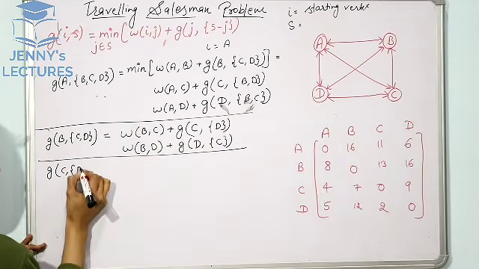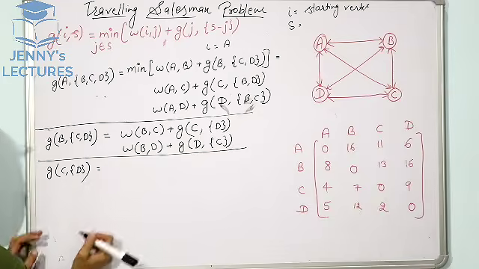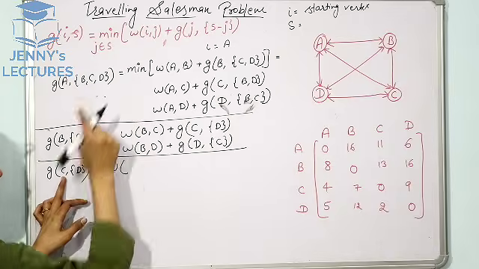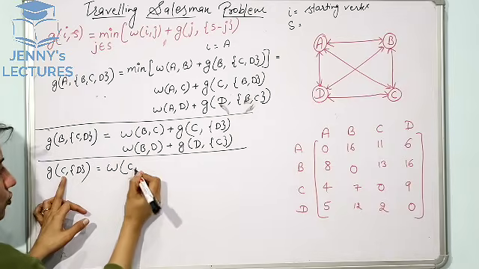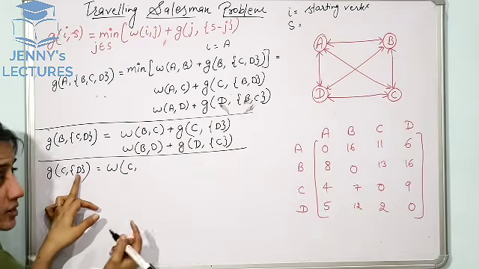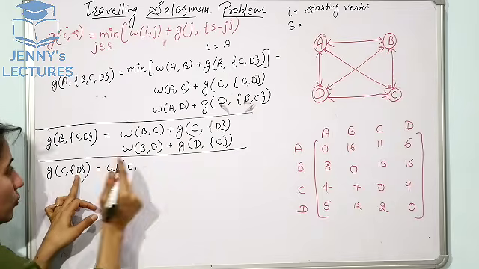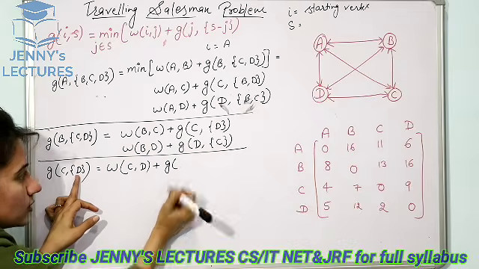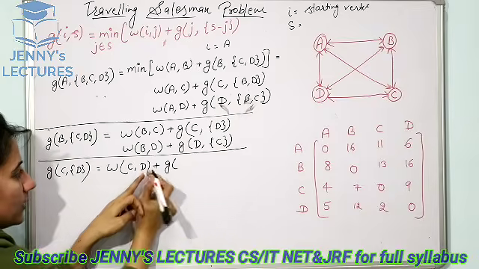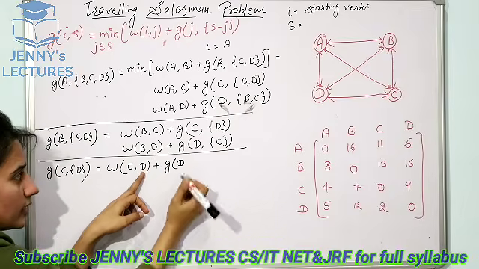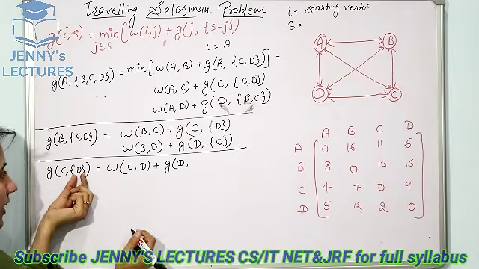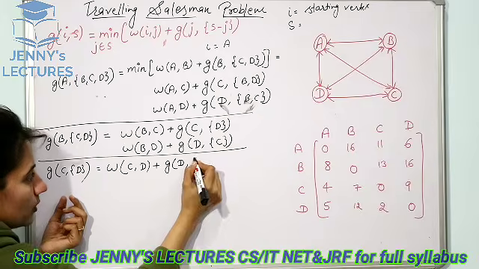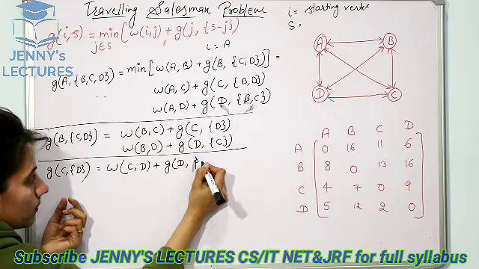G of C and D. Now apply the same formula. Here I is C, then we will take C2. Out of this set we can select any one. Here we have only one, so obviously we will select D, plus G of the selected vertex D, comma, this set minus the selected vertex. The set is D and D has been selected, so this would be phi.